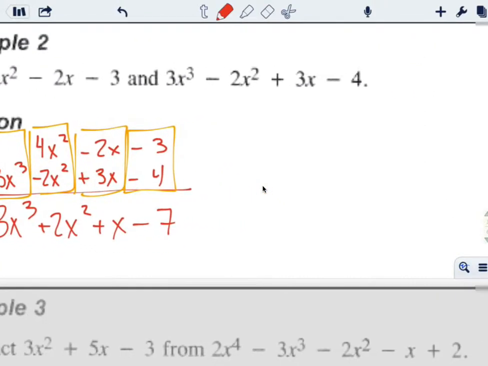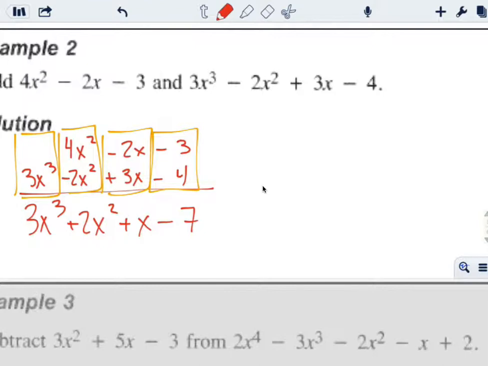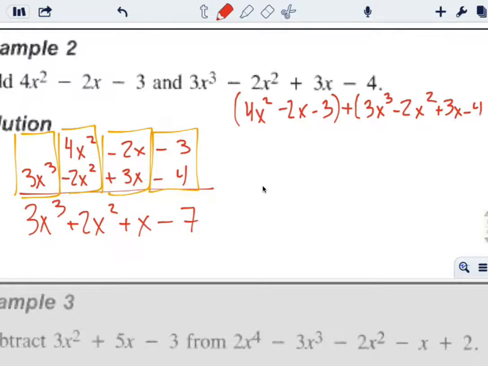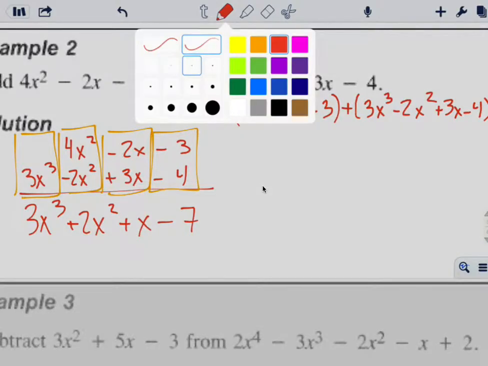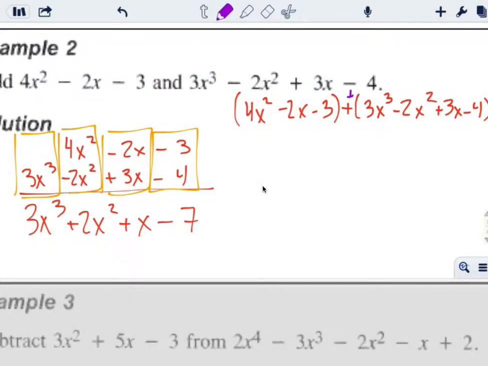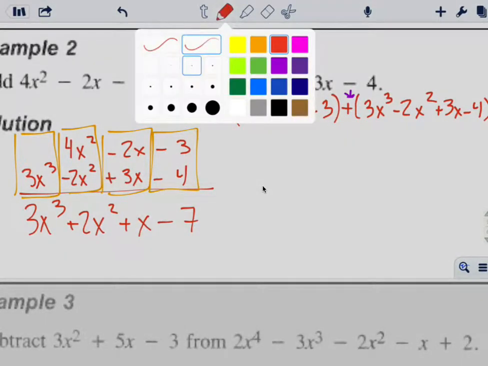The other way to do it is to just write it out. If I write it out, that makes it 4x squared minus 2x minus 3 plus 3x cubed minus 2x squared plus 3x minus 4. Now remember, parentheses don't always imply multiplication. In this case, they imply addition because we have the addition sign in between. So pay attention to the operation. I drop the parentheses and I combine like terms.